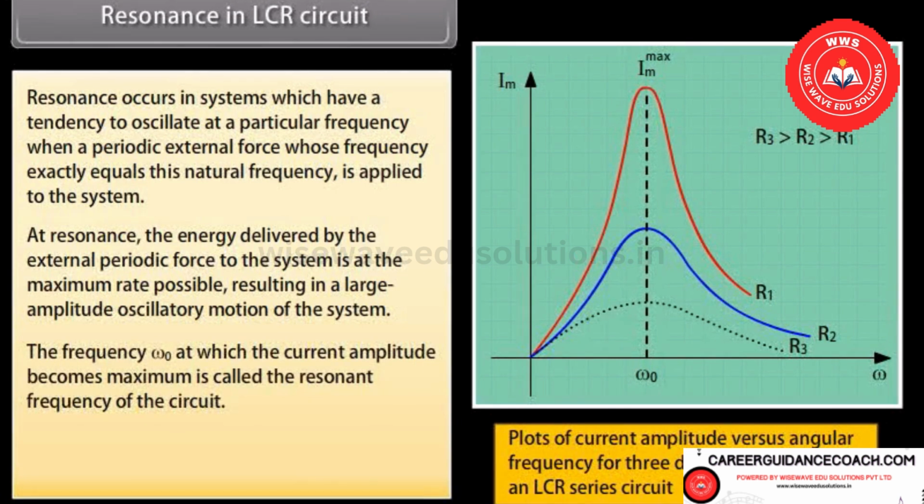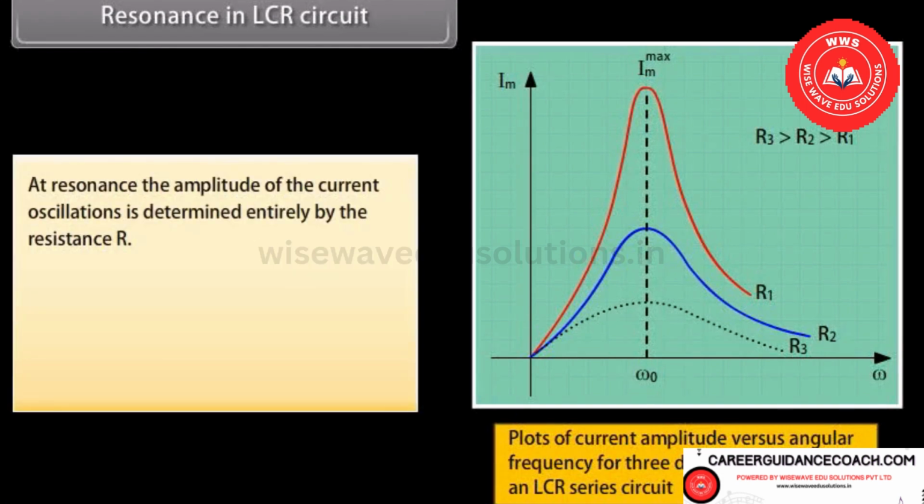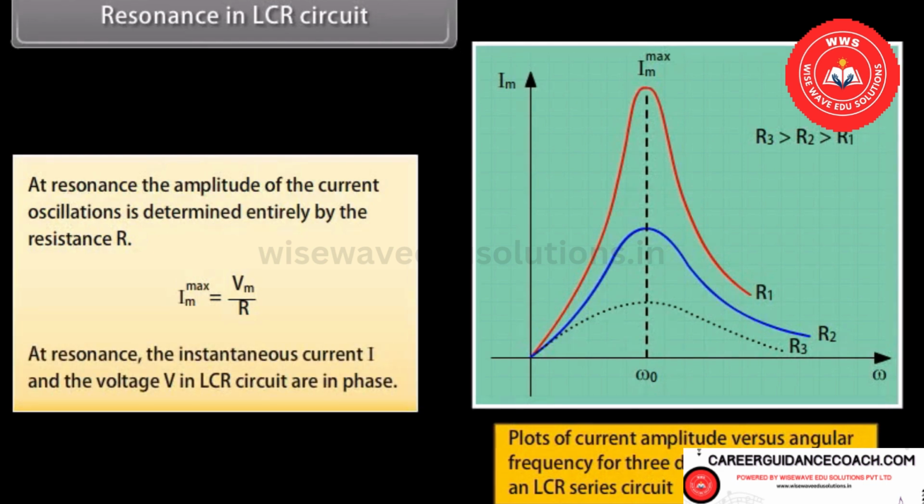The frequency omega naught at which the current amplitude becomes maximum is called the resonant frequency of the circuit. Omega naught is equal to 1 upon under root LC. At resonance, the amplitude of the current oscillations is determined entirely by the resistance R. Im max is equal to Vm upon R. At resonance, the instantaneous current I and the voltage V in LCR circuit are in phase.